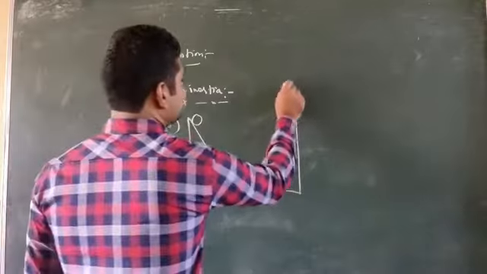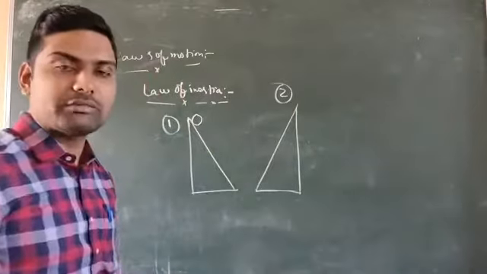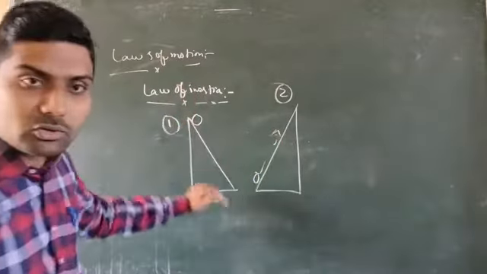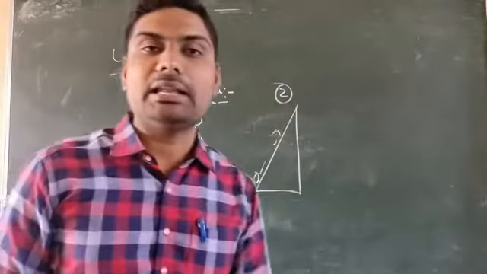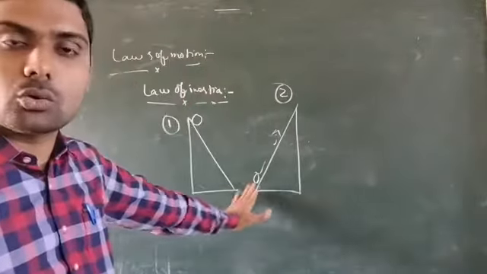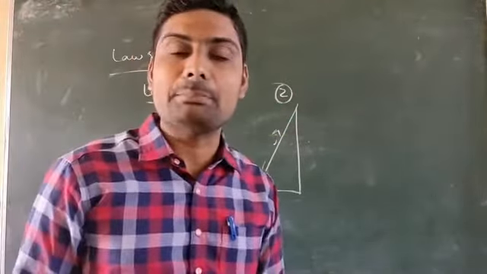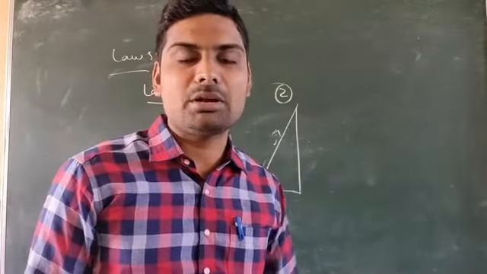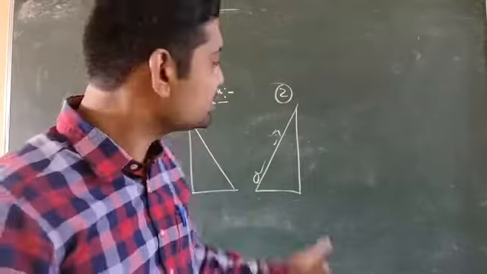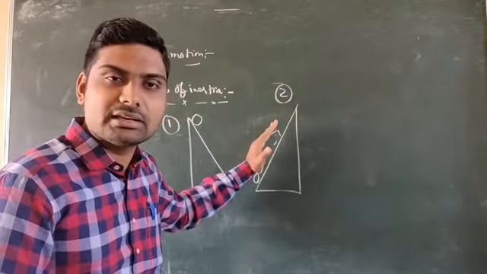The second situation: when the ball is rolling down, the speed will surely increase. If the ball rolls upwards, up the inclined plane, tell me, my dear students, will its speed increase or decrease? Obviously its speed decreases.